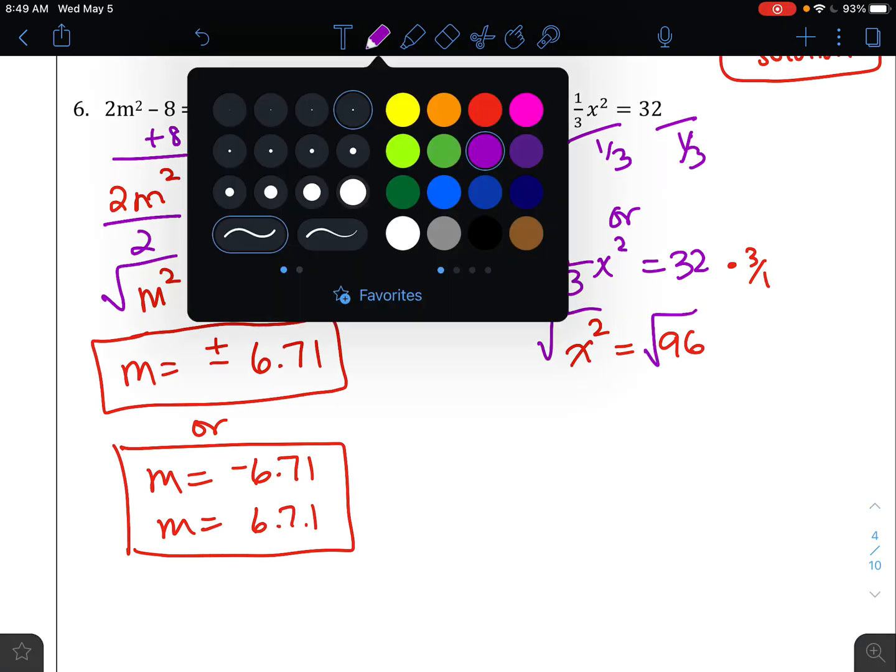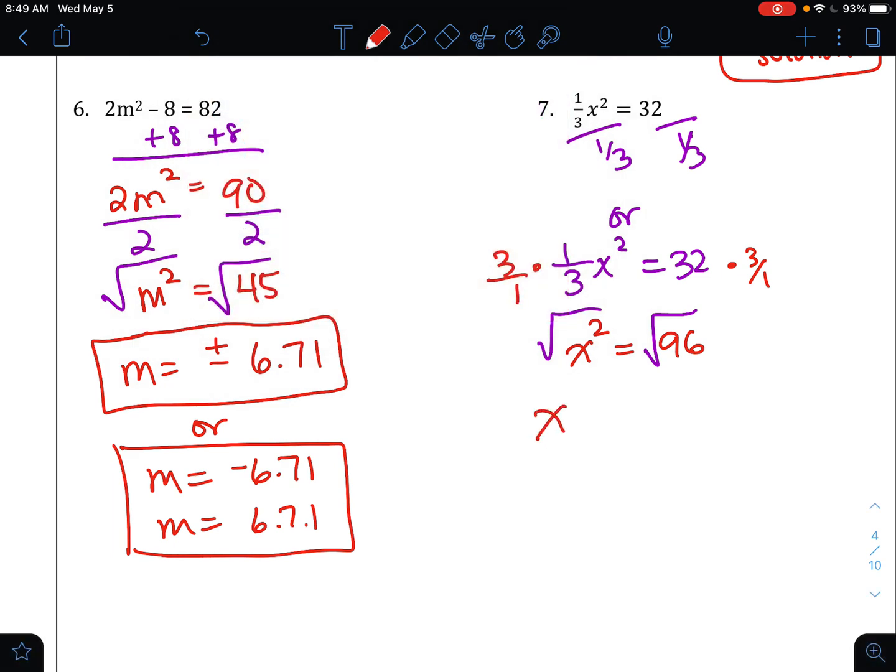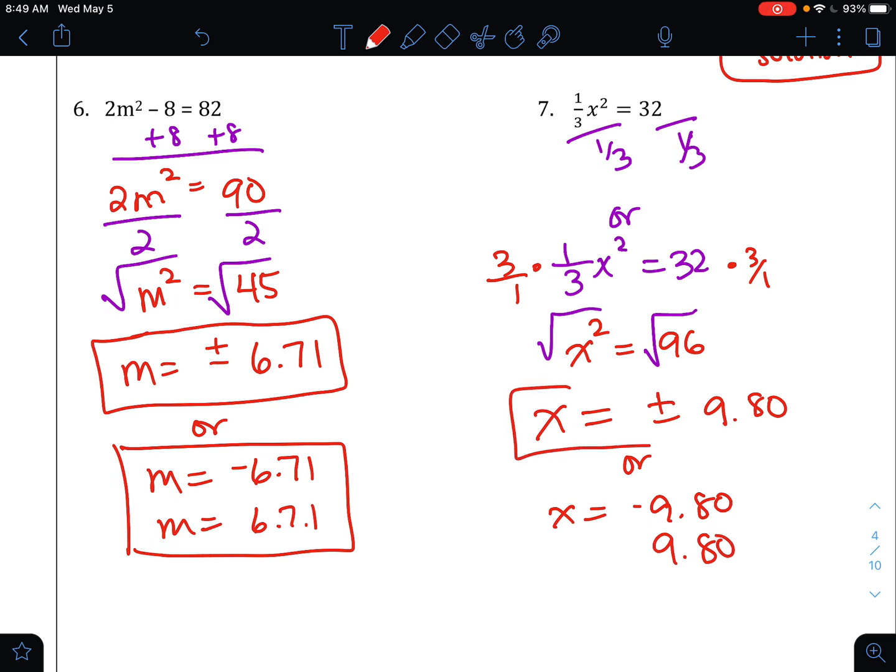And I'm getting another decimal. So let's just go ahead and continue to round to 2 spots. So plus or minus 9 point, okay, this is 9.79. So the 9 will actually bump my 7 up to an 8, okay? Or I'll just continue to write it out twice. Negative 9.8, positive 9.8. All right, so I'll go ahead and put a box around either.